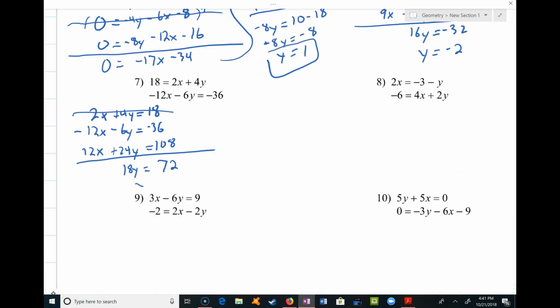Okay, found it. Not sure what happened there. So here we go. 18 will go into 72, so 18 going into 72 4 times. That would be my y equals 4. Then we have to plug into one of these equations up here. So maybe 2x plus 4 times 4 is equal to 18. So that'd be 2x is equal to, that's 16. If I subtract 16 from both sides, I get 2x equals 2. X is equal to 1.